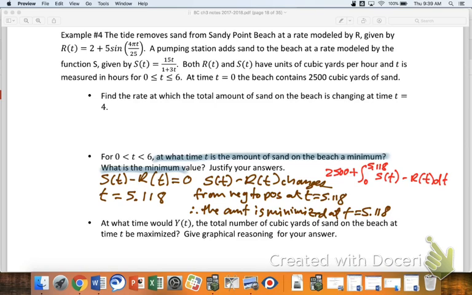Okay, and then lastly, at what time would y of t, we're calling that the total number of cubic yards of sand on the beach at time t, when would that be maximized? And I want you to use a graph to help you justify yourself. So use the graph in front of you. You probably already have that from the second bullet point. And let's see at what time you think that maximum would be.